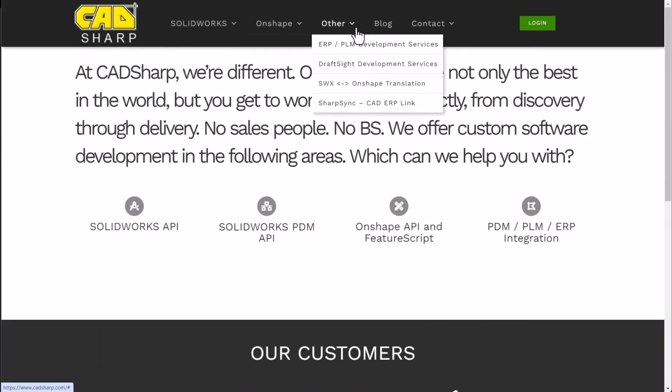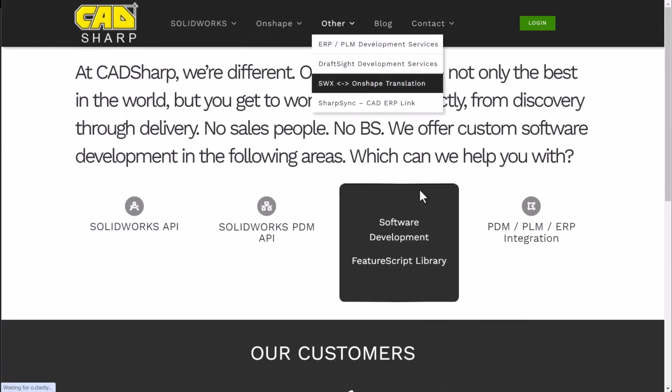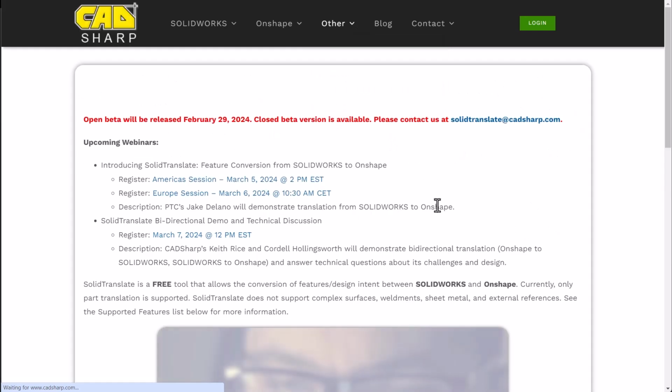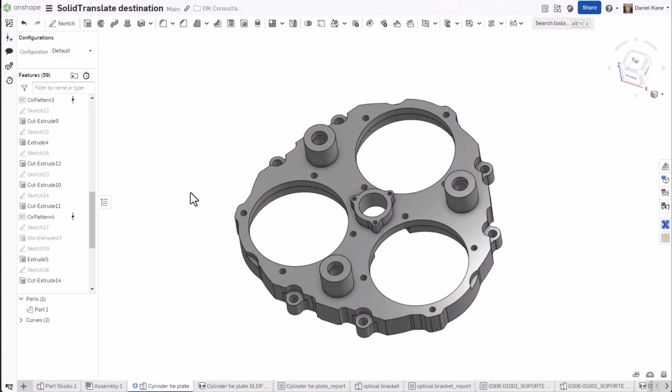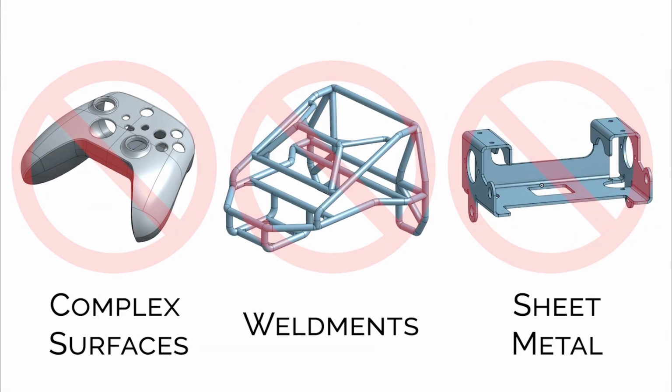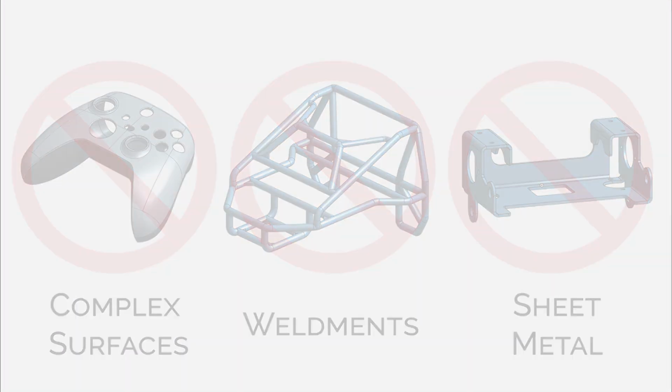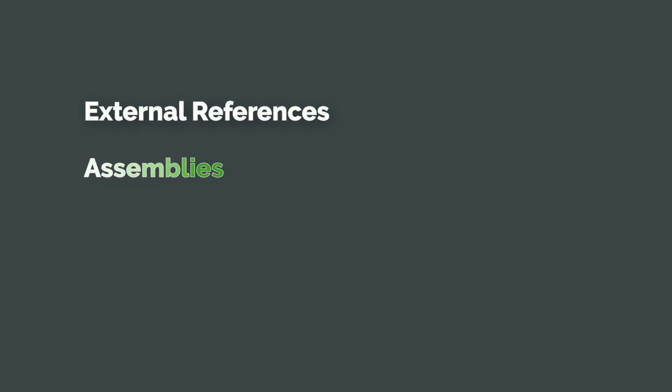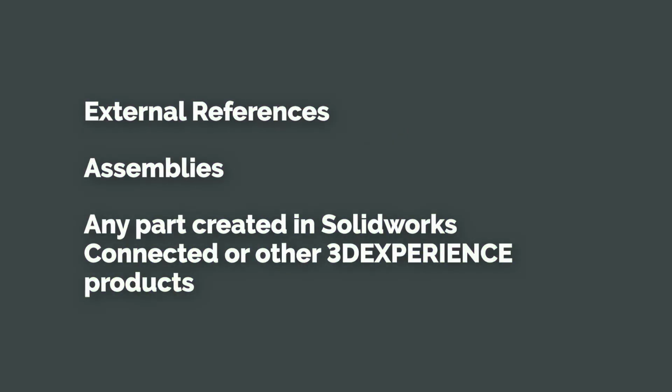Lastly, you must have the SolidTranslate tool downloaded, which can be found on the CADSharp website. It's important to note that SolidTranslate does not support sheet metal, weldments and frames, complex surfaces, external references, assemblies, or any parts created in SolidWorks Connected or other 3D Experience products. Now, let's boot up SolidTranslate.